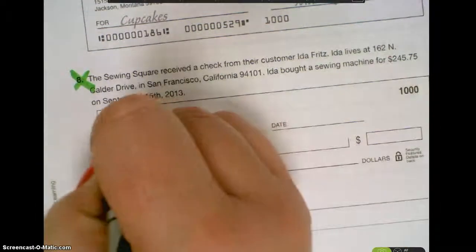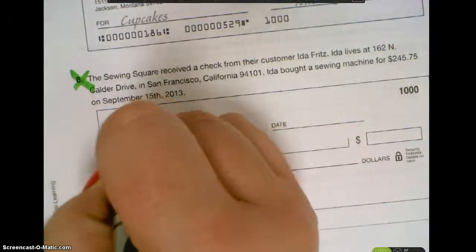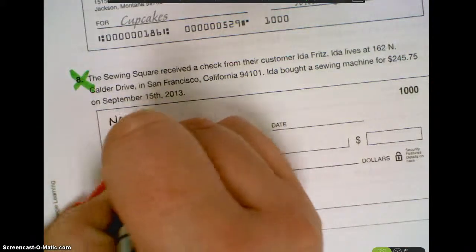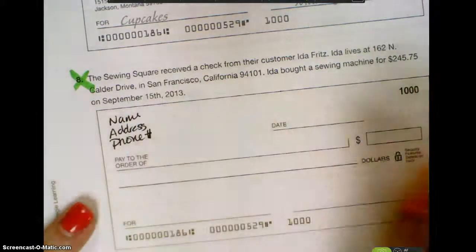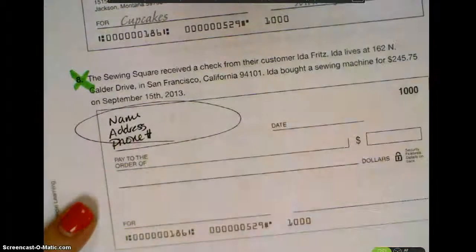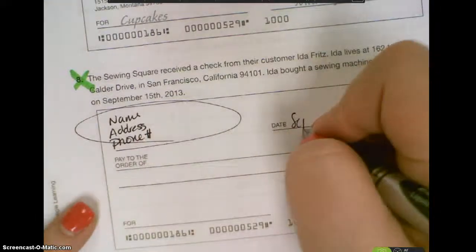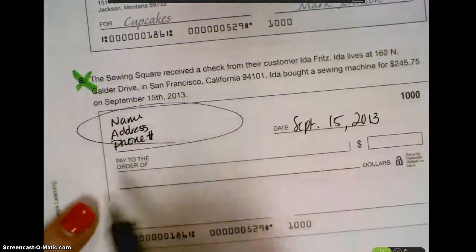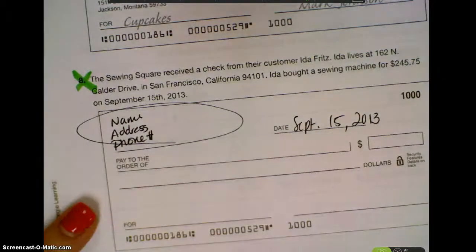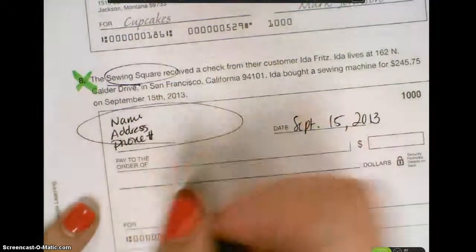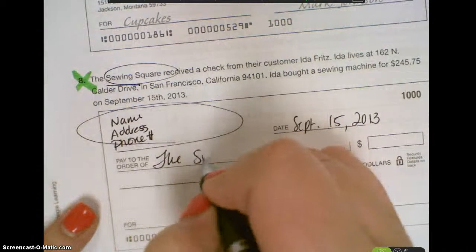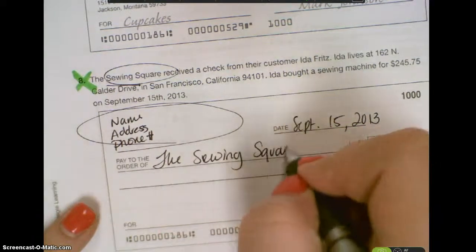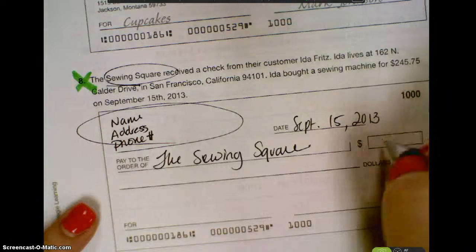So this is where we would have name, address, and phone number. Sometimes your driver's license is up there too, but that's all going to be in this area. Our date would go here. Pay to the order of, that's who I'm going to pay. So she is going to pay the Sewing Square. And then we're going to write the amount that she's going to pay right here.